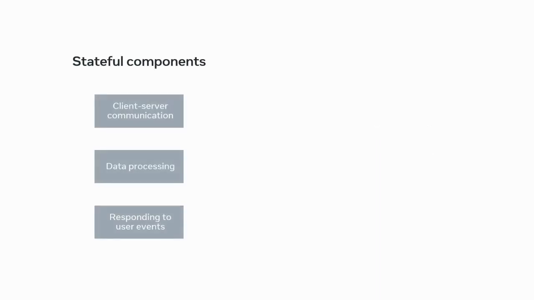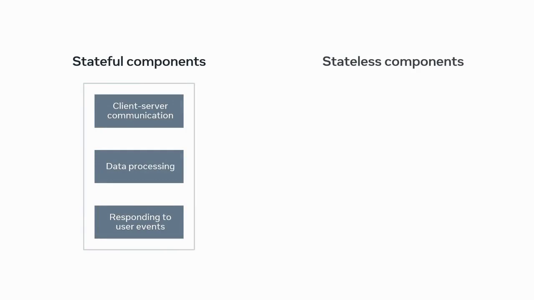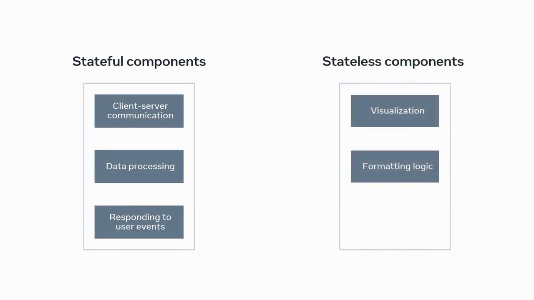These sorts of logistics should be encapsulated in a moderate number of stateful components, while all visualization and formatting logic should move downstream into as many stateless components as possible. Well done! You've completed this lesson on the two types of data React uses to build applications, props and state.